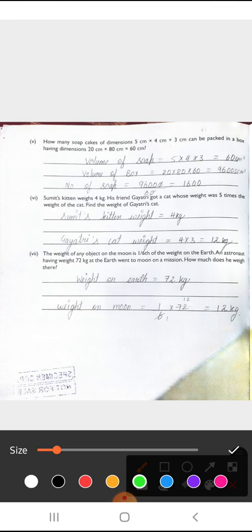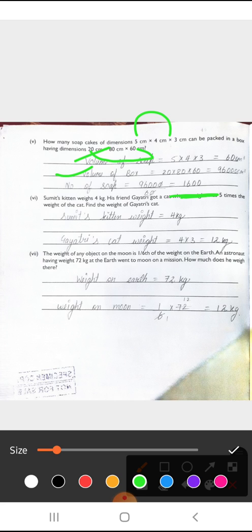Now next one, the fifth question. How many soap cases of dimension 5 into 4 into 3 can be packed in a box having dimension 20 into 80 into 60? So all these questions are the same. First of all, you have to find the volume of the soap case, then you have to find the volume of the box, and then you will divide them and you will get the answer. It is similar to the first question.